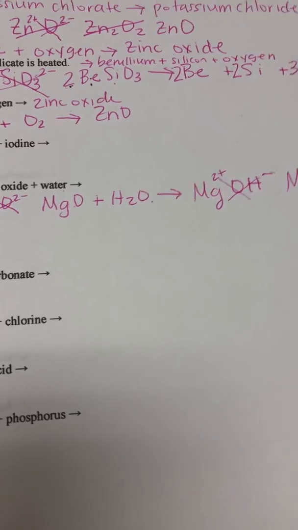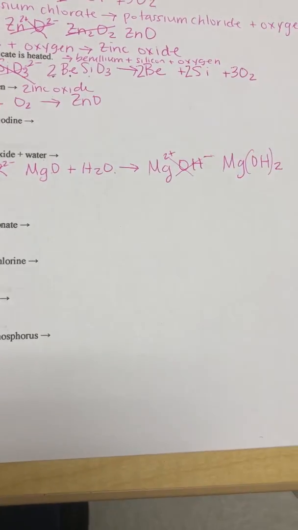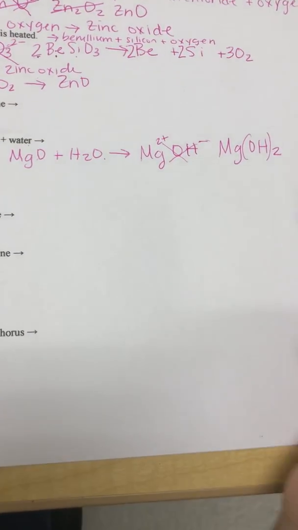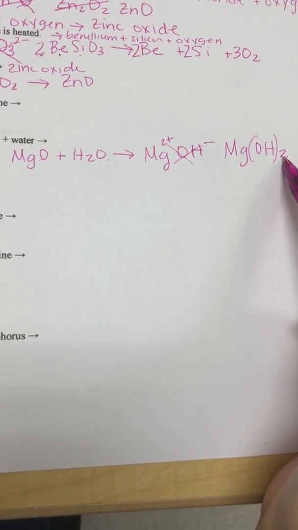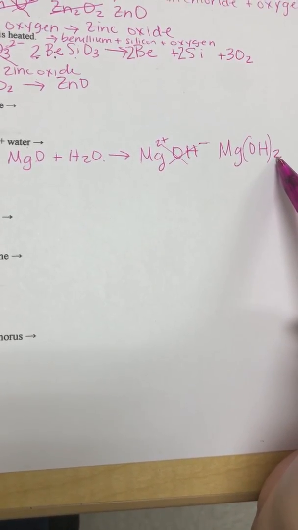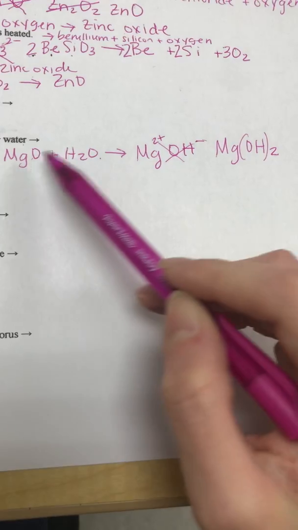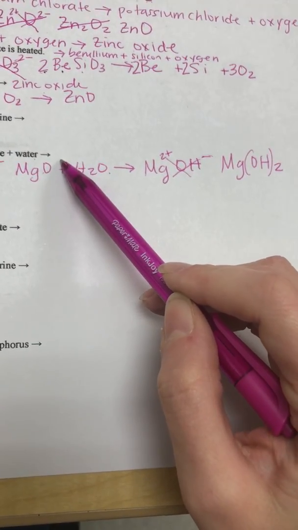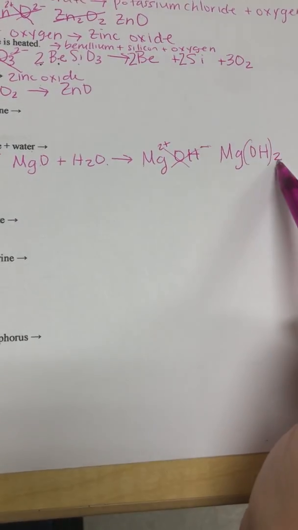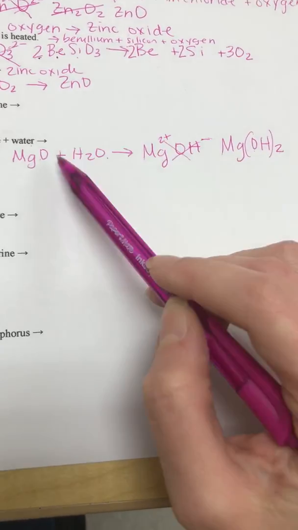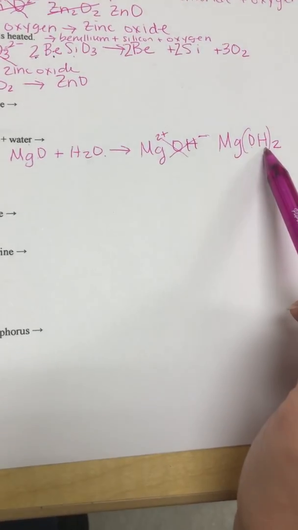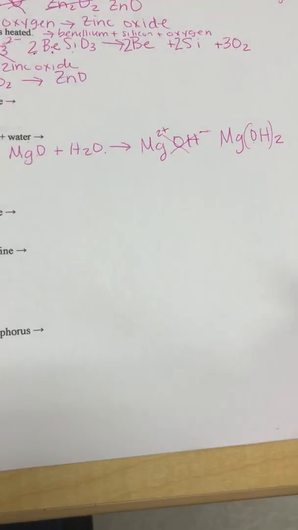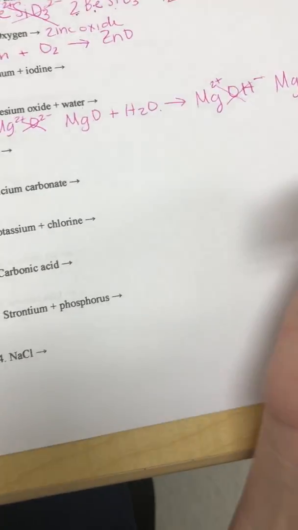So my last step is to check if it's balanced, which it is not right here. Oh wait, it is, sorry. I missed my formula over here. So 1 oxygen, 2 oxygens. This tells me I have 2 oxygens. I have 2 hydrogens here, 2 hydrogens here, and 1 magnesium, 1 magnesium. So it is balanced. So all I have to do is write my word name.